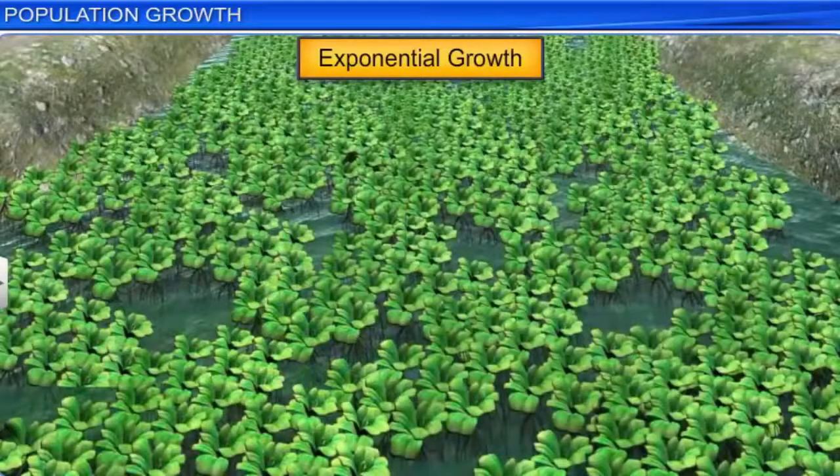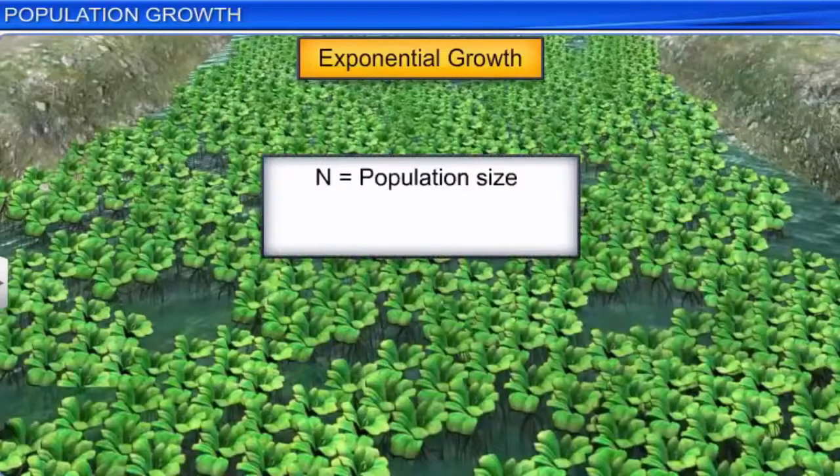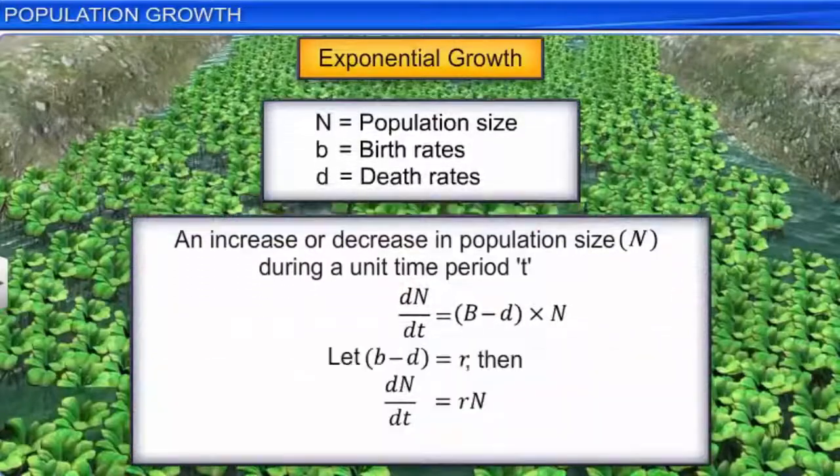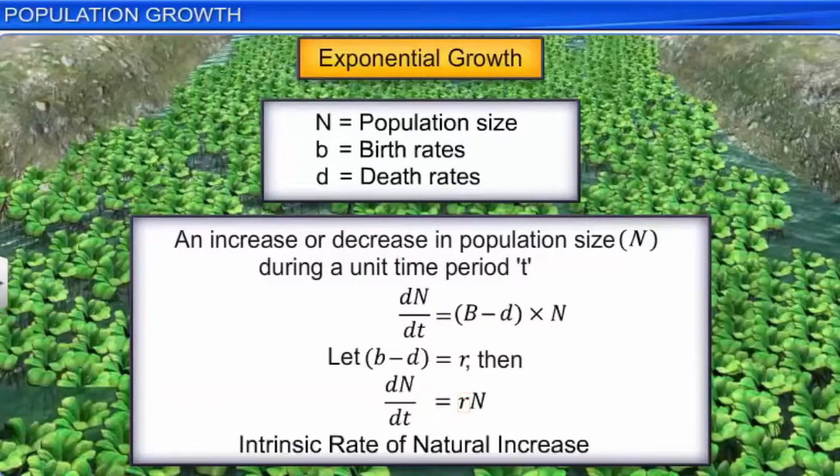Considering the population size as N, birth rates as B, and death rates as D, the increase or decrease in population size during a unit time period T is as shown. The difference between the birth and death rates provides the value of R, or the intrinsic rate of natural increase. This is a very important parameter for measuring the impact of biotic or abiotic factors on population growth. The intrinsic rate of natural increase is a measure of the inherent potential of a population to grow.